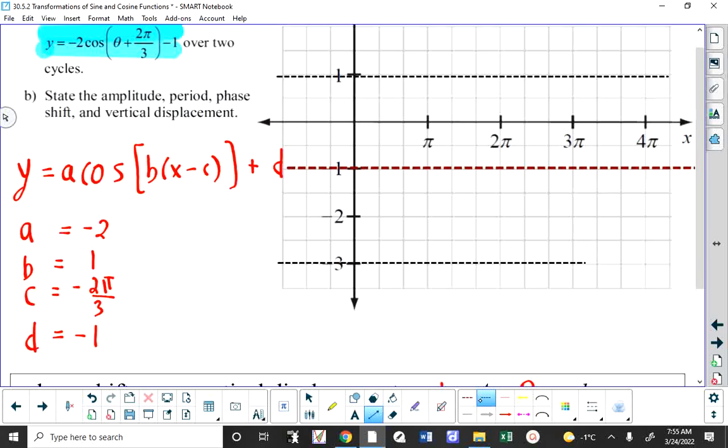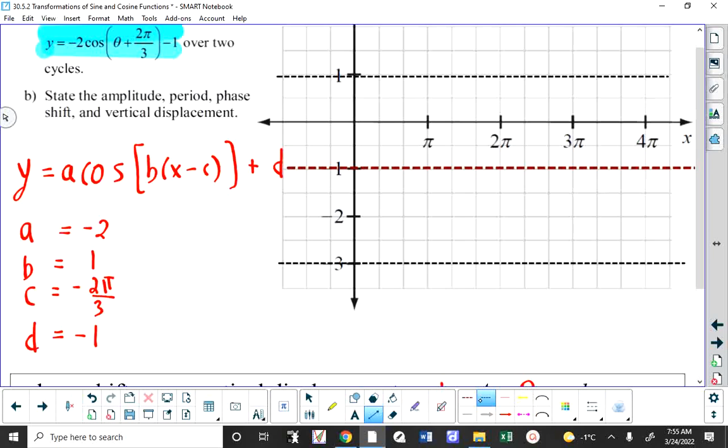So now we get more information about the graph. Whatever we draw is going to wobble up and down between -3 and +1. In other words, if we wanted to know the range at this point in time, we could state the range as -3 is less than or equal to y, which is less than or equal to 1. If you were asked in a question on an exam what is the maximum value of this function, you can figure out that the maximum value is the vertical displacement plus the amplitude, and the minimum value is the vertical displacement minus the amplitude.